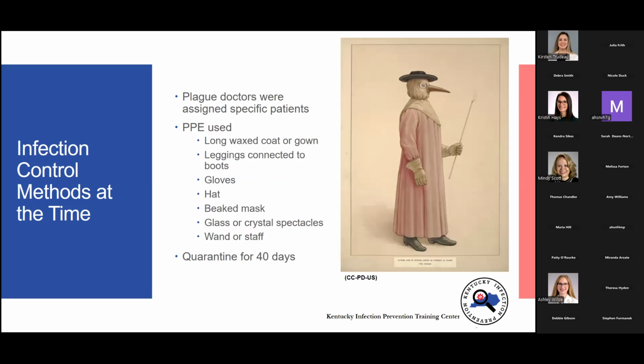So another method of infection control at the time, this was an image that you've probably seen before, but these were plague doctors. And these plague doctors were assigned to specific patients. So they knew at the time that these providers were likely going to become ill from these patients, so they sectioned off certain doctors to these patients. And the PPE that was used: they used these long waxed coats or gowns. Their leggings were connected to their boots. They had gloves, a hat, a beaked mask, glass or crystal spectacles, and a wand or a staff that they used to prevent from having to actually touch the patient.